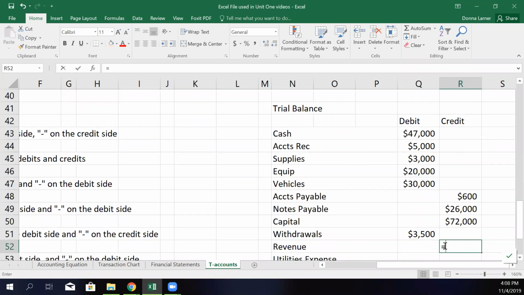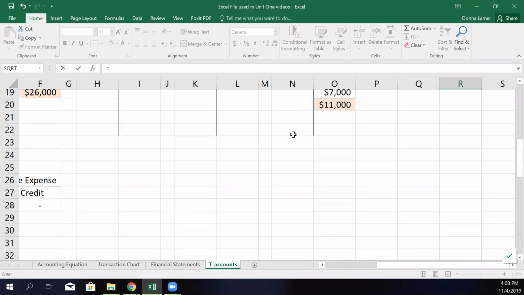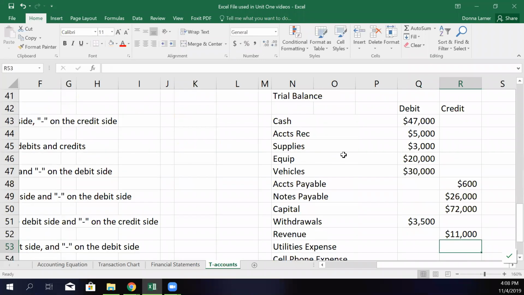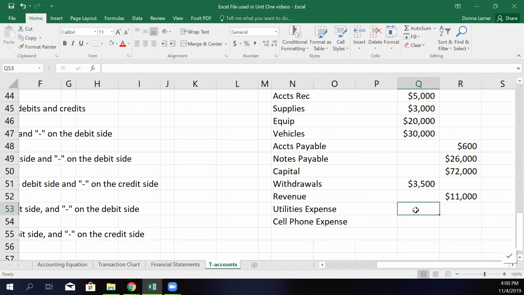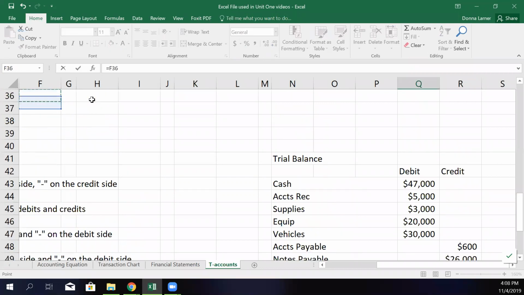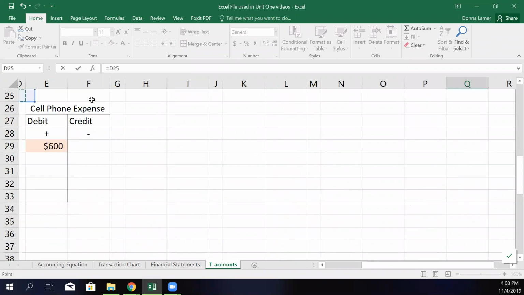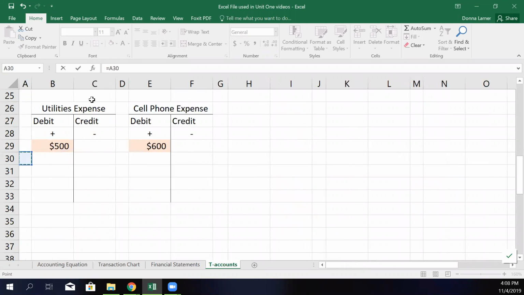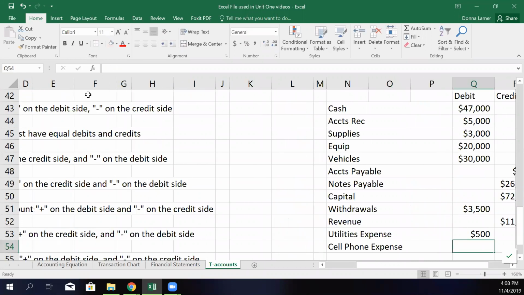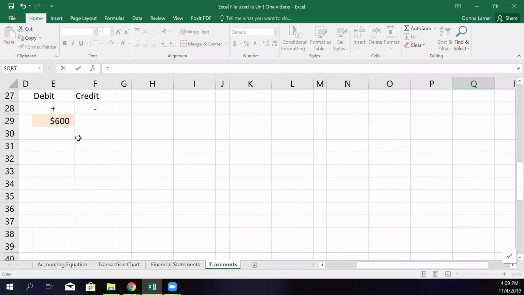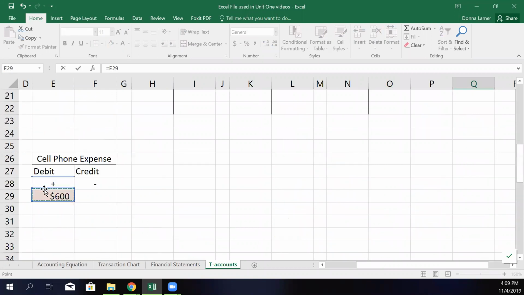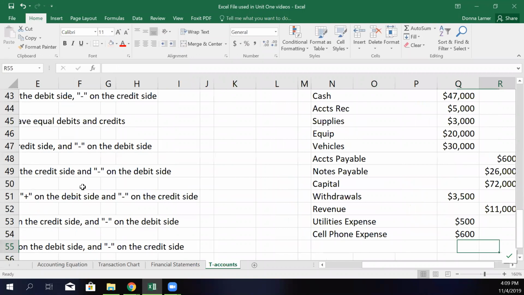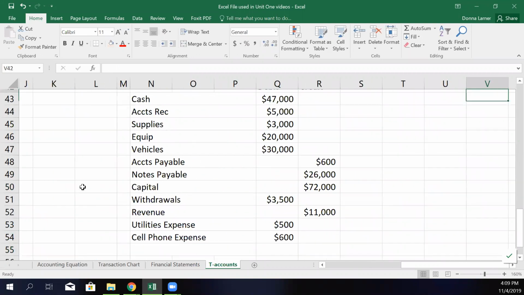Revenue, back to the credits. And utilities expense and cell phone expense. Slide over here. There's our utilities and cell phone. Now we have all the accounts listed in our trial balance.